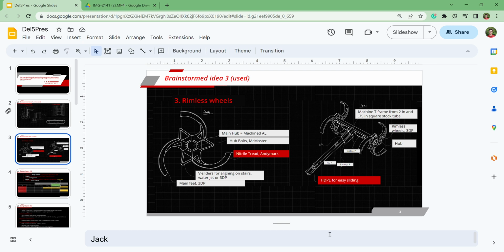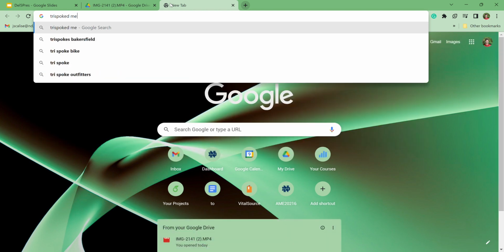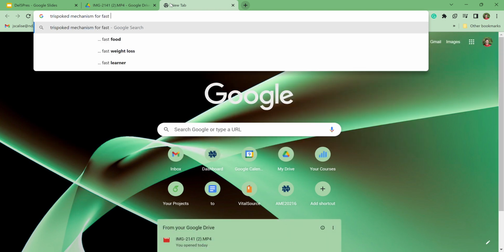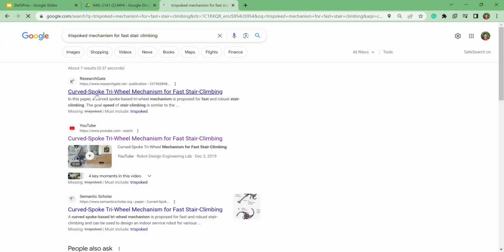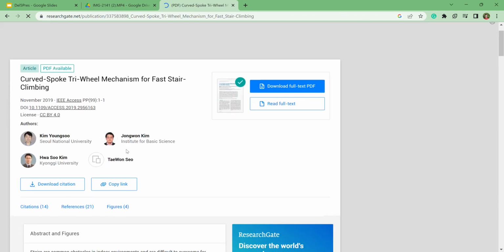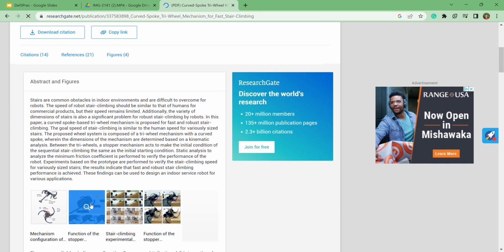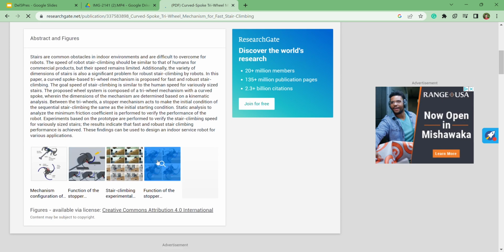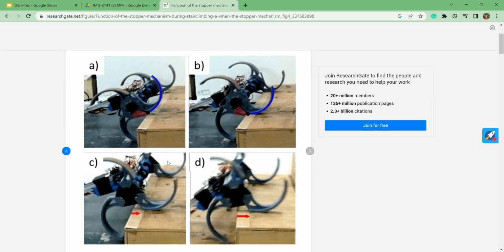I'd like to cite this source that we wound up using of a tri-spoked mechanism for fast stair climbing. I should have previously pulled this up, but if you take a look and Google what I just Googled, you will wind up seeing a really cool, interesting paper and pre-existing robot design that you'll see is very similar to ours, in which they analyzed a bit of stair climbing mechanisms for this general wheel shape.